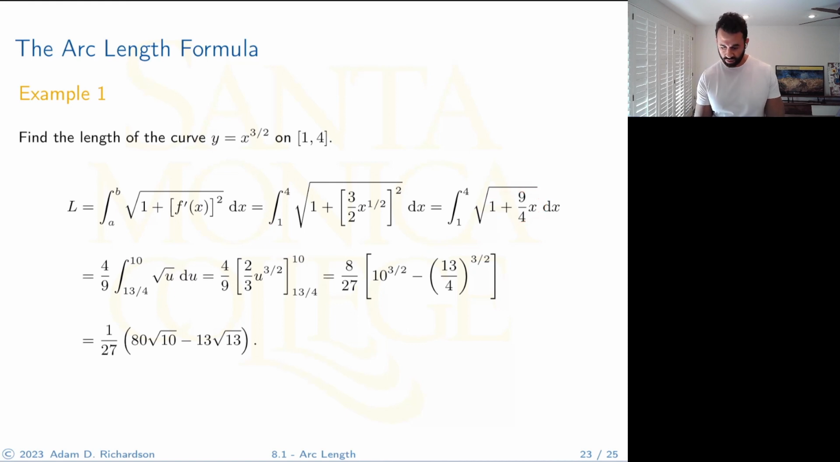So we let u be this radicand. Then we get this, and we've got to change our bounds. So we change our bounds. And now we've got an easy integral to evaluate. We can hit it with FTC2, and now we've just got a bunch of numbers, and then this is a simplification of that result. That's pretty much it.